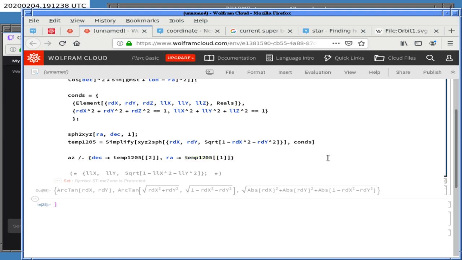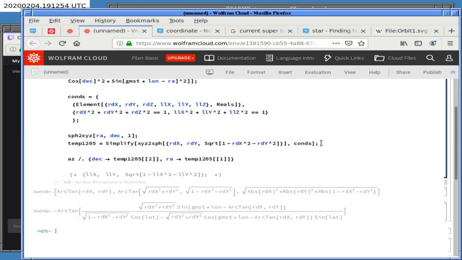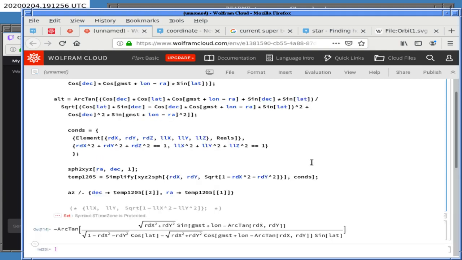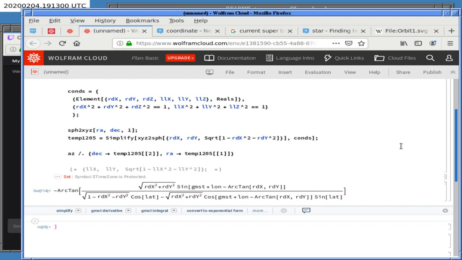So show me what that is. Shiny-ish. We need to do a little bit more here. Let's go ahead and get rid of this over here. Yes, that is kind of awesome. It's not really that awesome.